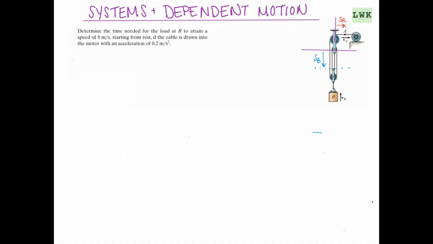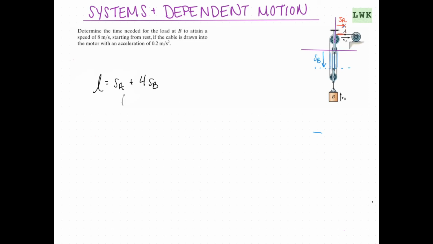Now that we have these established, let's write the equation for the length of our cable. L is going to be equal to SA plus 4 times SB. That makes sense because here's our SA length, we just have one of those, but we have 4 cables here that are going to be measured out to be SB. So 4 SB plus SA is going to be equal to our length.